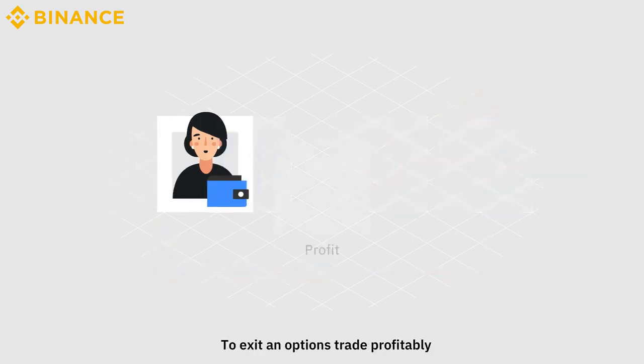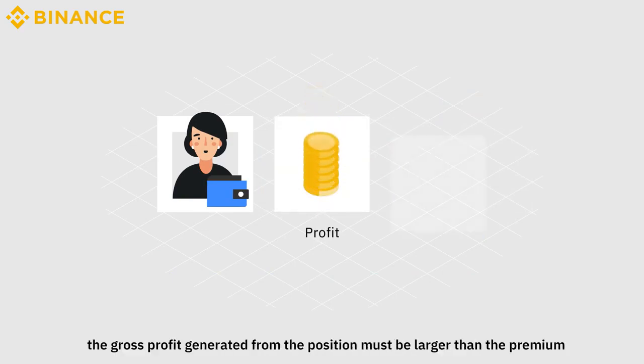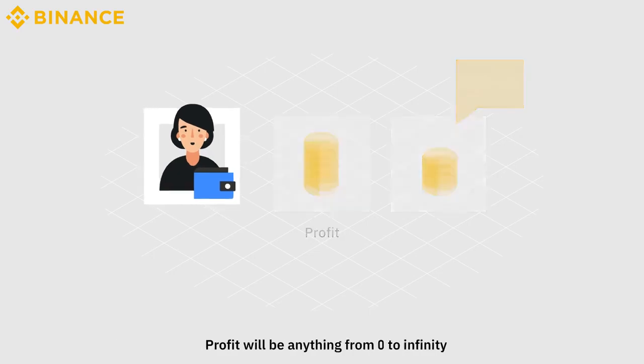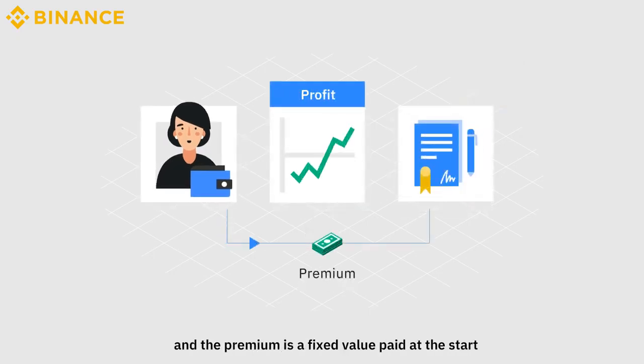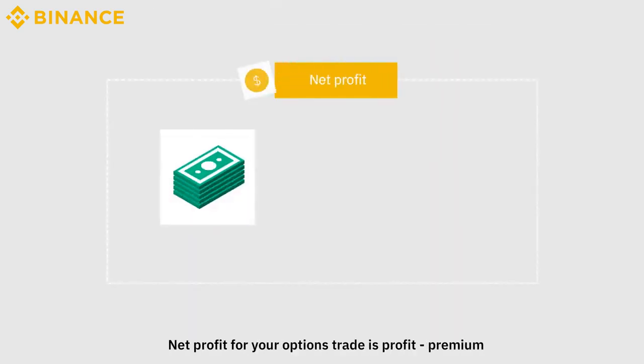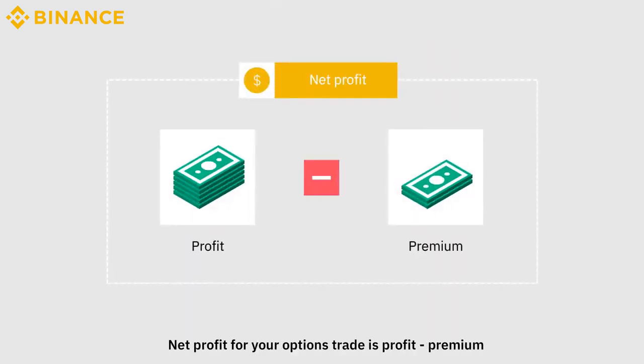To exit an options trade profitably, the gross profit generated from the position must be larger than the premium. Profit will be anything from 0 to infinity, and the premium is a fixed value paid at the start. Thus, options offer a limited downside and unlimited upside potential. Net profit for your options trade is profit minus premium.